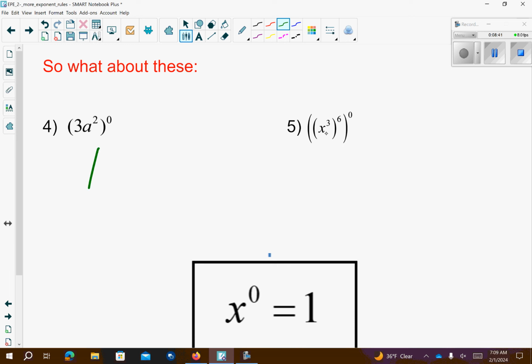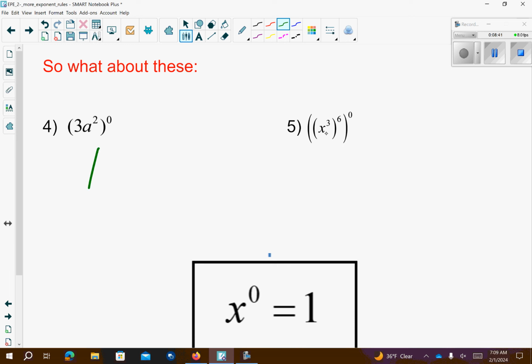So x raised to the 0 power is just equal to 1. Or a number, so if I had 3 to the 0, that's 1. If I had y to the 0, that's 1. If I had x, y raised to the 0, because that's grouped, that's 1. So those are some extra examples.